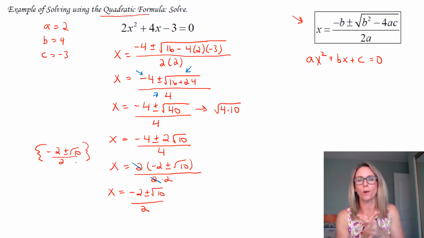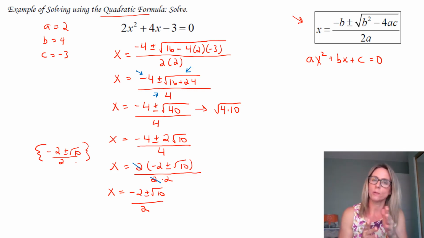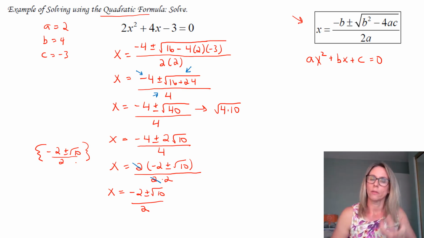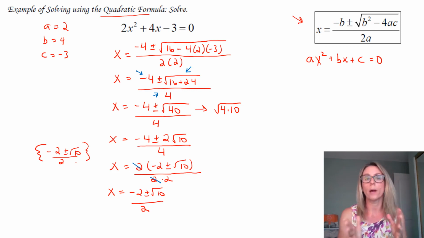If you were to graph this, you are going to see a parabola. We'll talk about this more in the future, but anytime you solve a quadratic equaling 0, you could think of it as a function. And if you think about the quadratic as a function, this is the place where the parabola has its x-intercepts. We'll be talking a lot more about that in the future, but that's the idea.